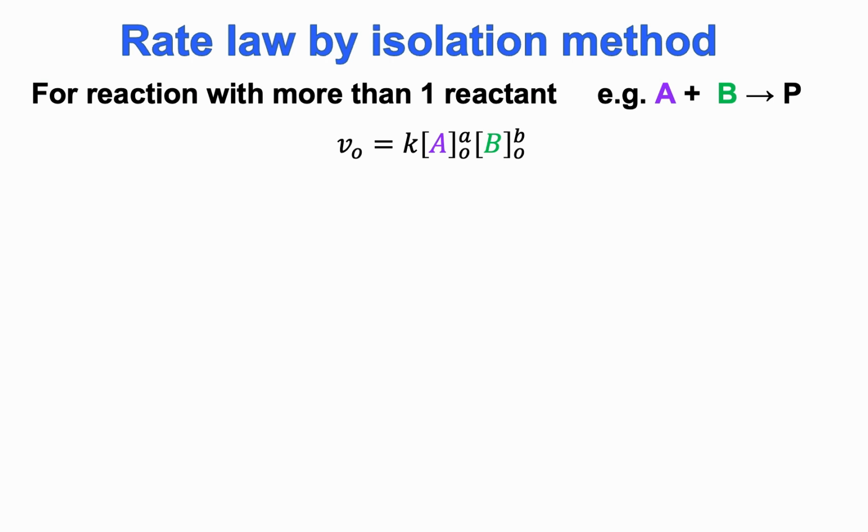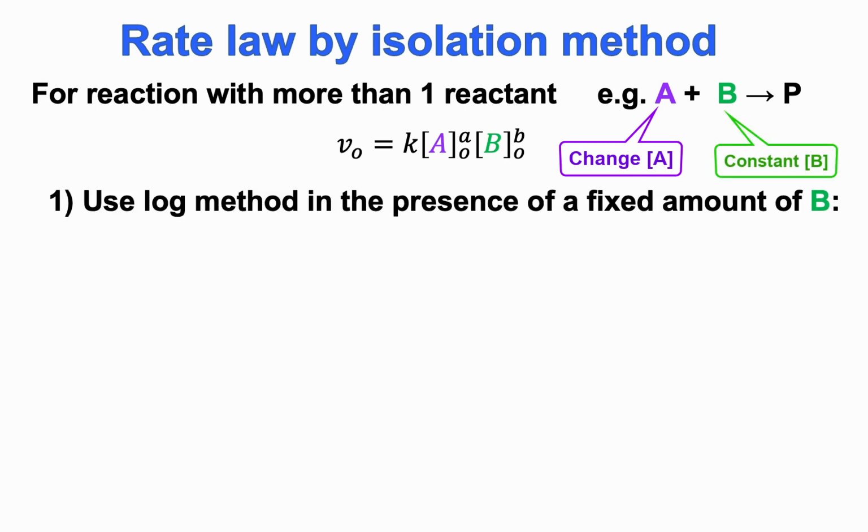For example, suppose I have 2 reactants, A and B, that give rise to some product. I know the rate equation under initial conditions will be equal to the rate constant times the initial concentration of A to the power of its reaction order multiplied by the initial concentration of B to the power of its reaction order. If we perform two rate measurements with different concentrations of A and the same amount of B, we can apply the log method.